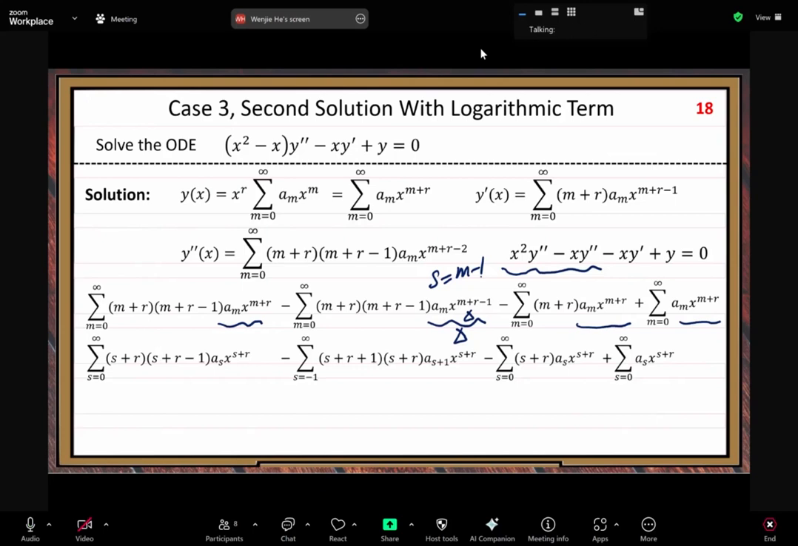Simple. Look at the lowest degree term. Which term has the lowest degree? Yes, the second one, corresponding to s minus 1. This one has the lowest degree, so the coefficient of this term must be 0. That's the initial equation. Okay? So the second one, initial.